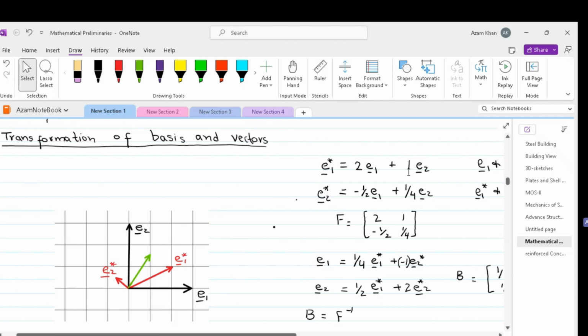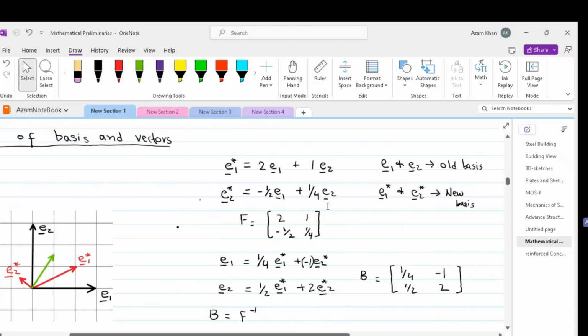Collecting these terms, which are the coefficients of E1, E2, we get something called F, or a forward transform matrix. So this is a 2 by 2 matrix having 2 and 1 in the first row and minus half and quarter in the second row. This forward transform matrix actually transforms old bases into new bases.